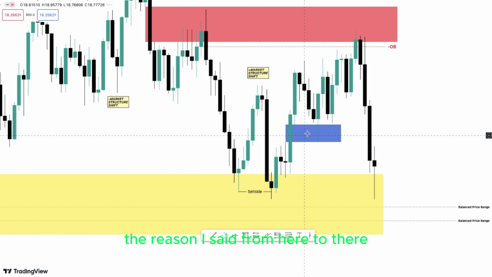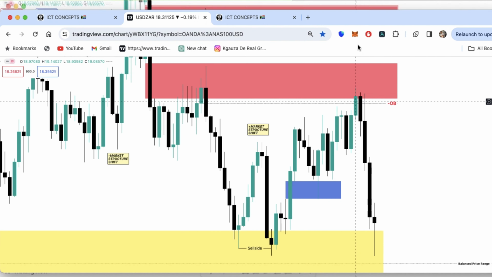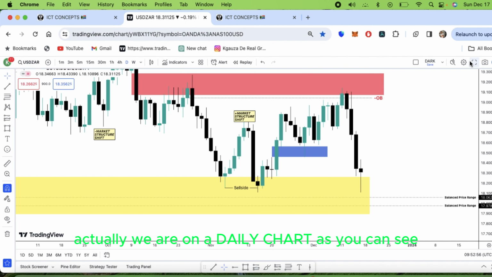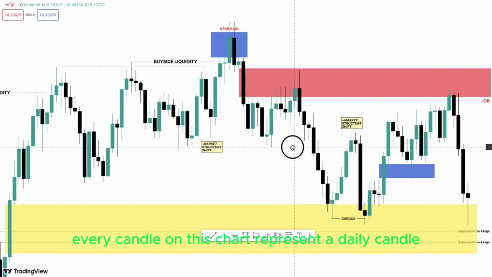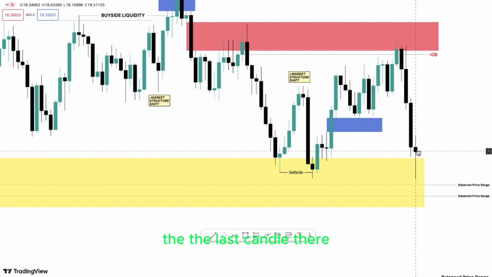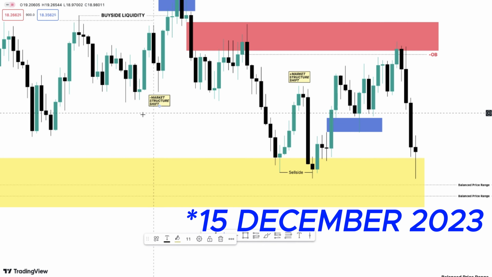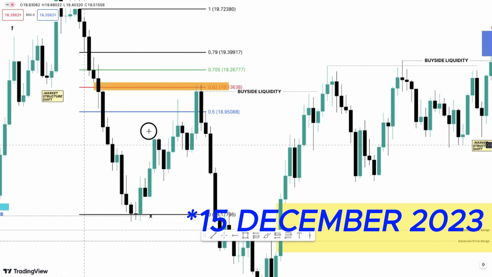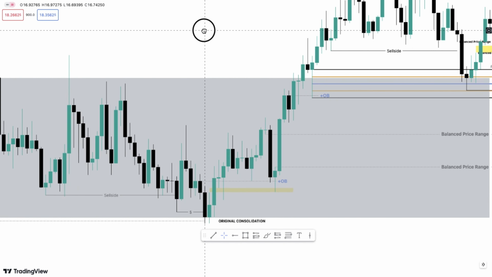The reason I said from here to there might not seem like a big move to you, but actually, guys, we are on a daily chart, as you can see. So every candle here represents a daily candle. Every candle on this chart represents a daily candle. Obviously, the last candle, that is Friday, 15th September. So we closed on Friday. Today is Sunday.